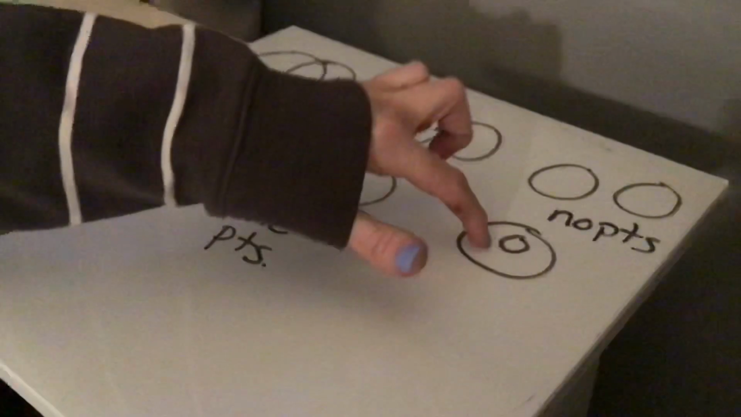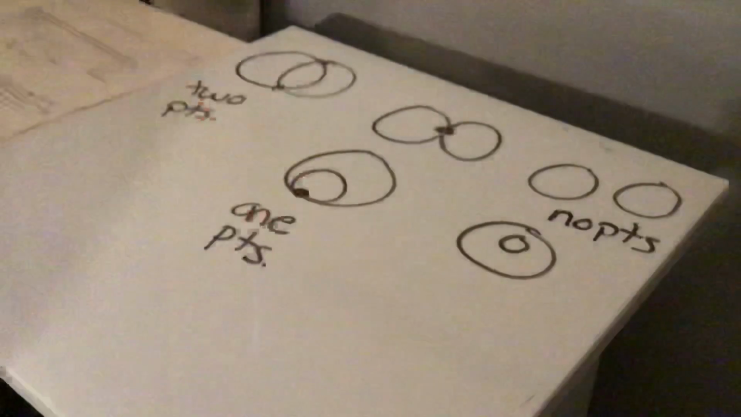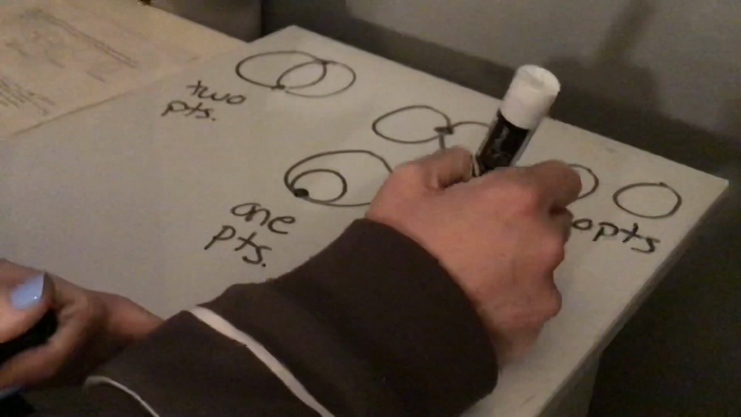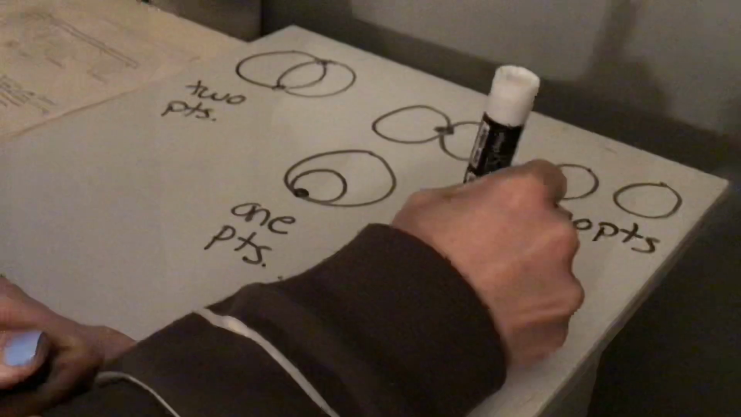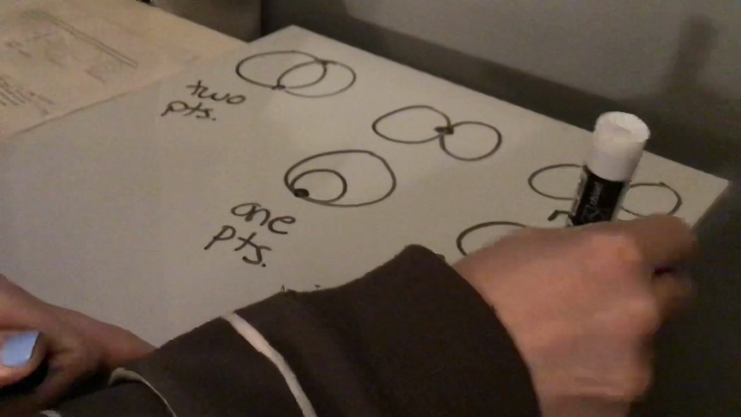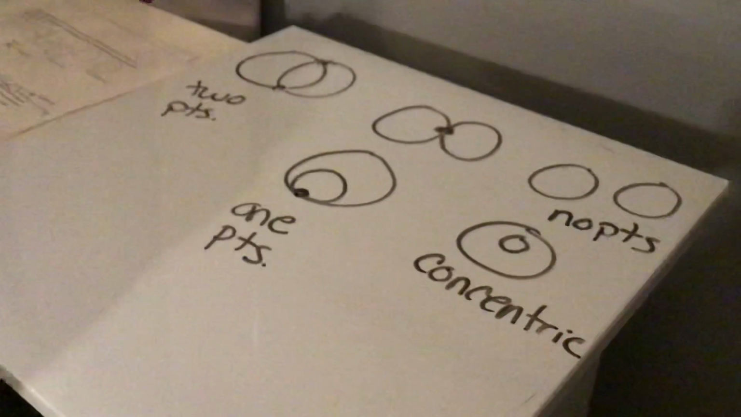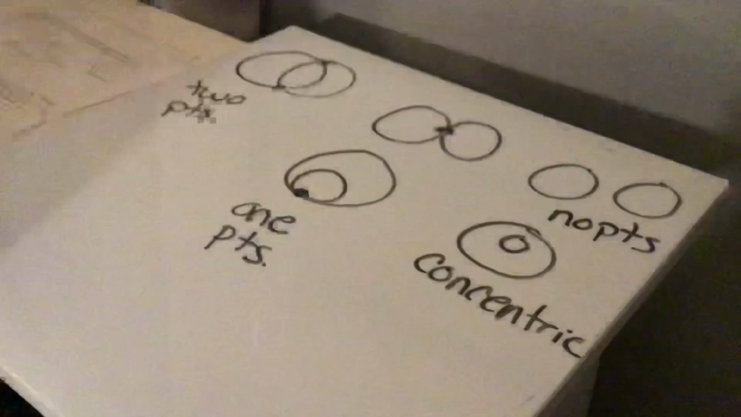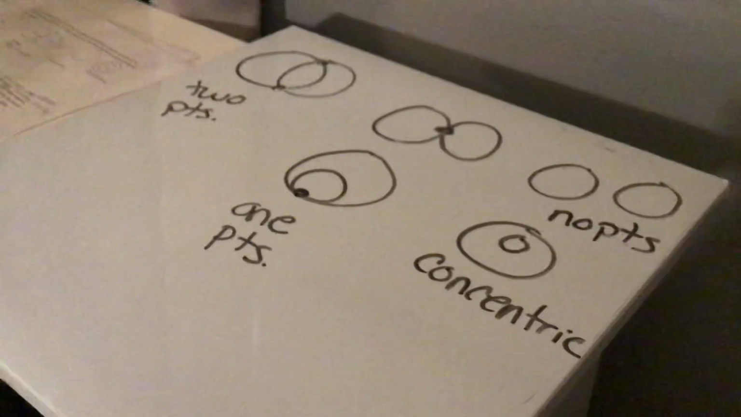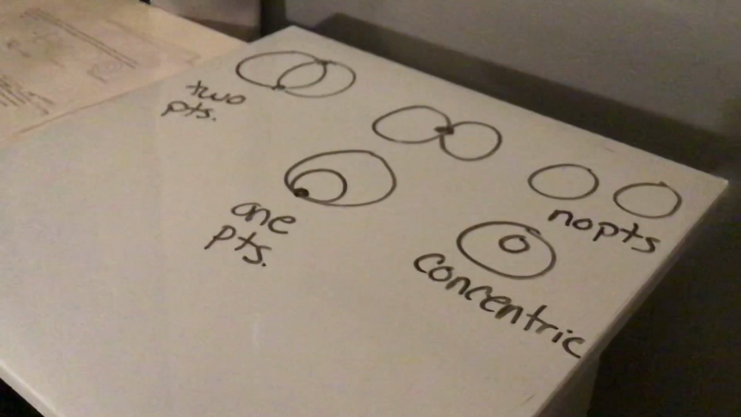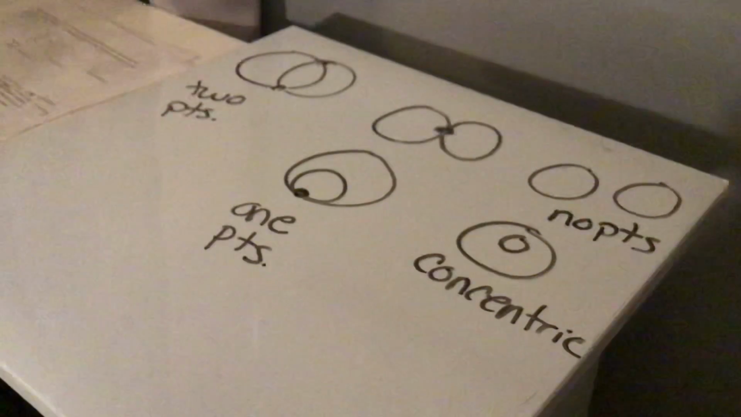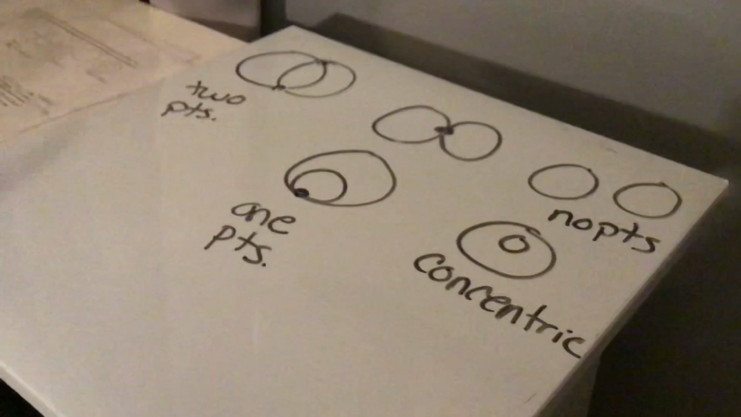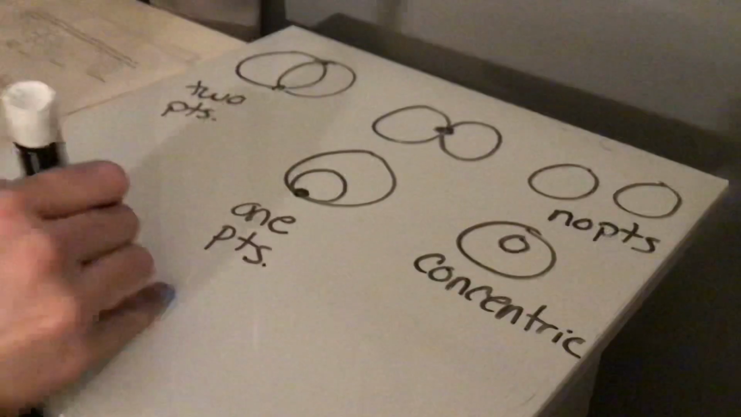Something like this would be considered concentric circles, where they're completely inside of each other and they share the same center. This is what we need to look at, though, more specifically. Two circles that intersect in one point are called tangent circles.